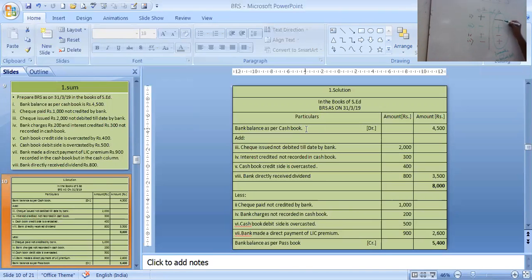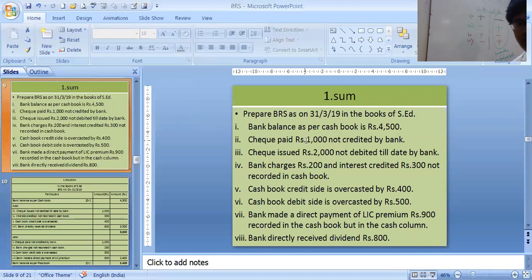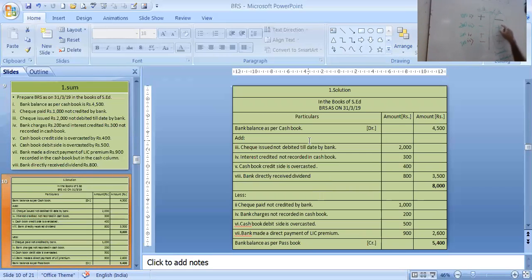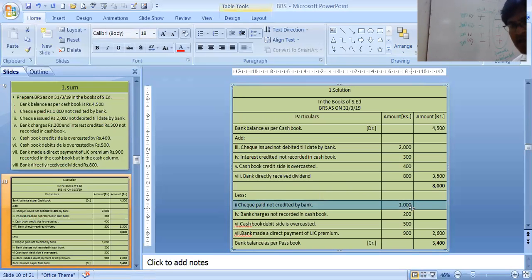So the first one is what? Minus. Minus how much? The first one amount was 1,000, if you notice. The second one amount was 2,000. The third one amount is 200. And this one amount is 300. We have written the amount. Now let's see the first one. We have done a minus. So see over here we have done less, and in the inner column 1,000 we have written.